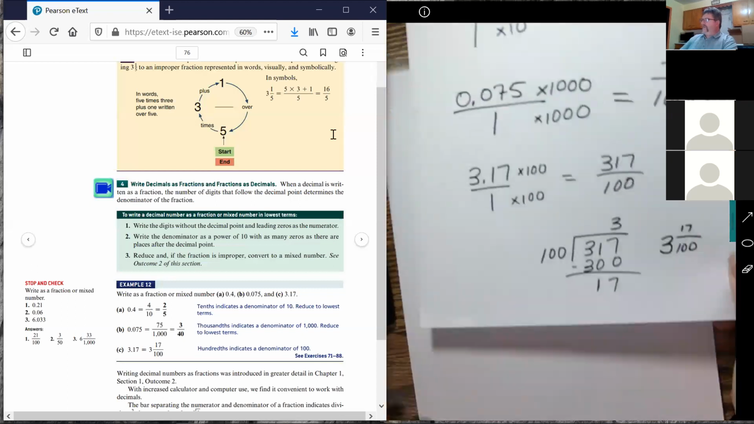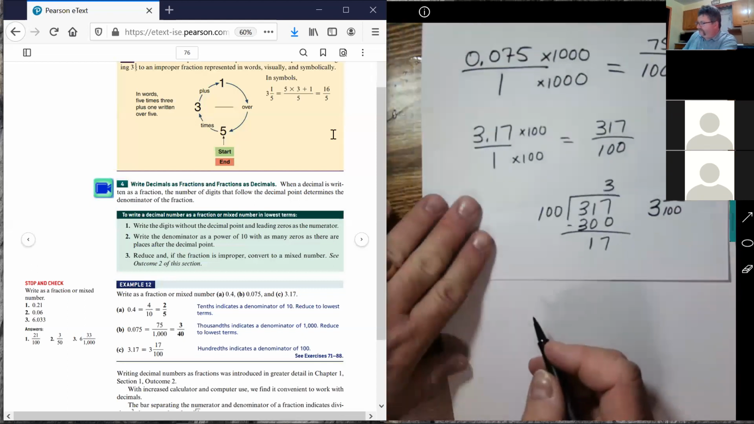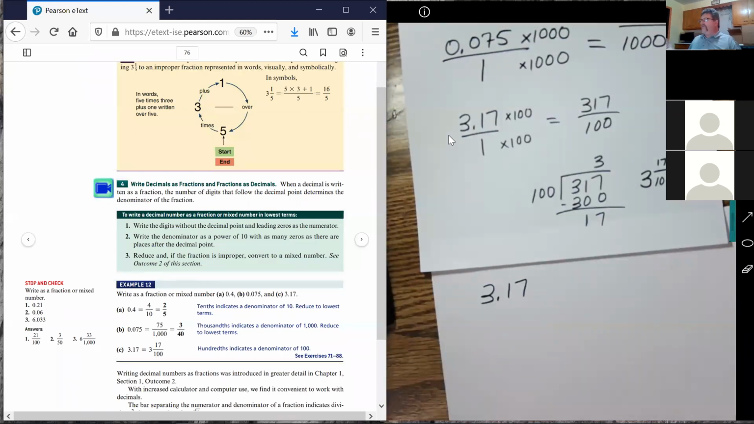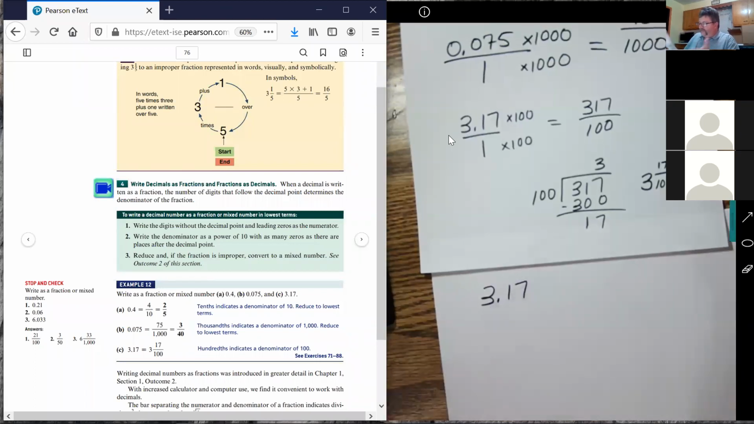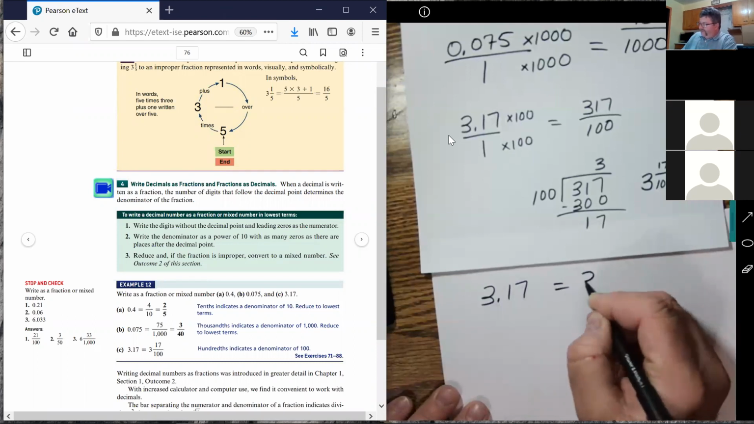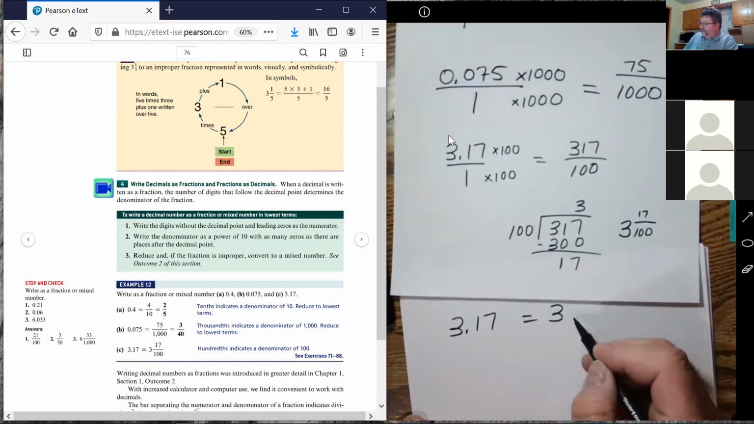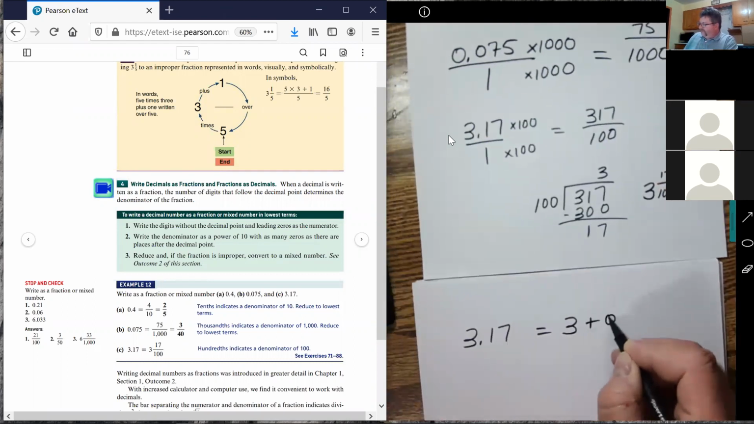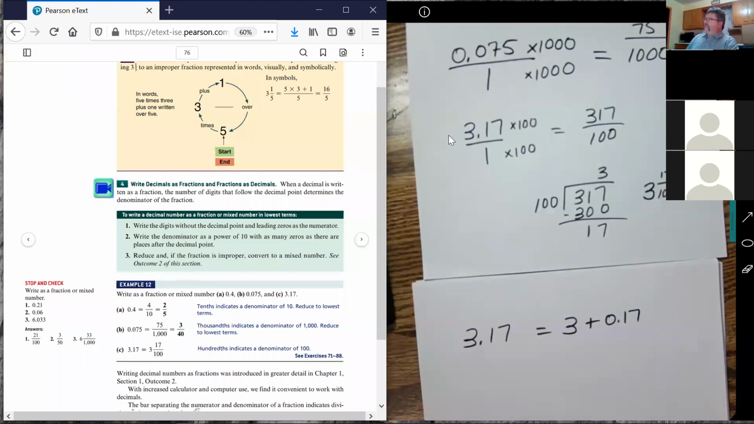The easier way is to say, hold it, wait a minute, hold it. We were asked to take 3.17 and turn it into a fraction or a mixed number. Well, this 3 is the whole number part. So that's really, if I want to spell it out, 3 plus 0.17, right? That's what 3.17 is. So in other words, we can leave the 3 alone. We only need to focus on the 0.17 part. Okay, so we'll get back to the 3 in a minute.